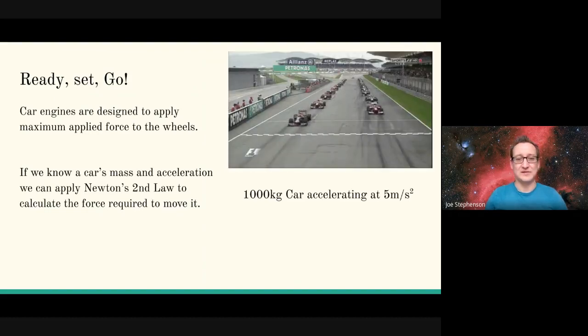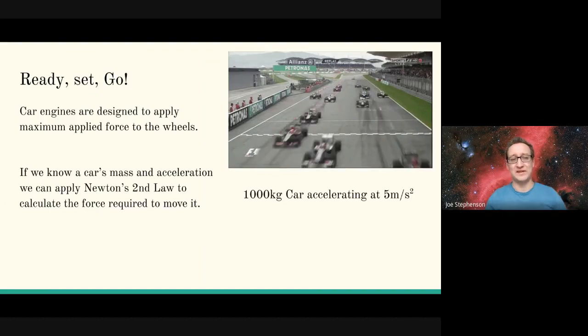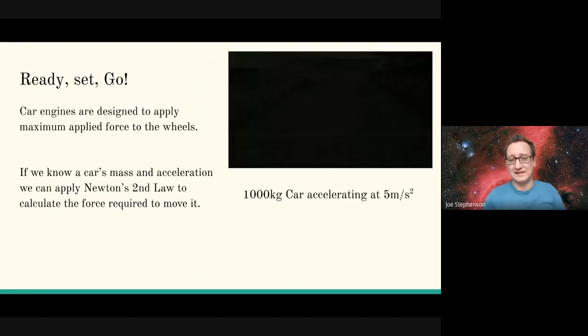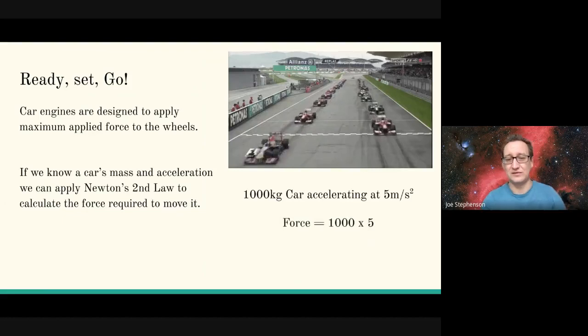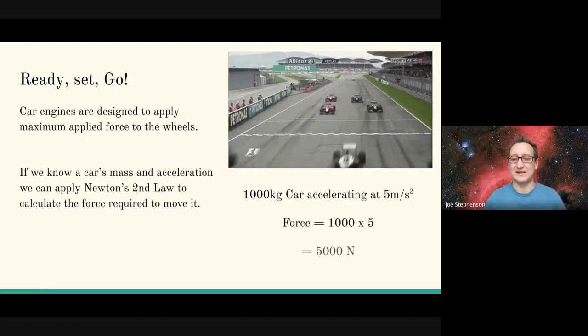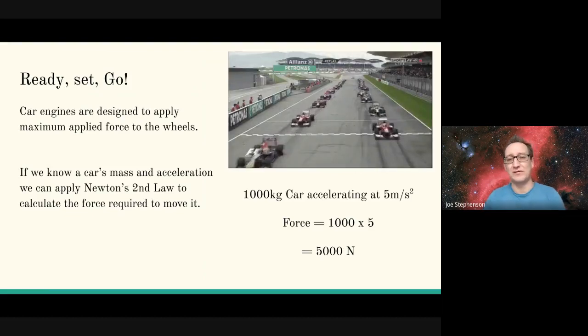So what we need to be comfortable with is that the force applied by the engine in this case is equal to the mass of the car multiplied by its acceleration. So in this case, it's 5,000 newtons. So 5,000 newtons is the applied force of the engine. Now, what you're asked to do is look at 3 different cars and tell me which is the most powerful in terms of the force that it's able to apply from the engine onto the tires onto the road.